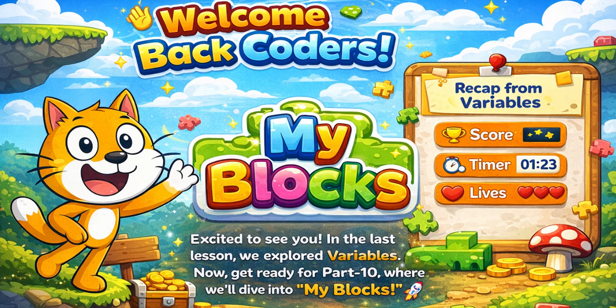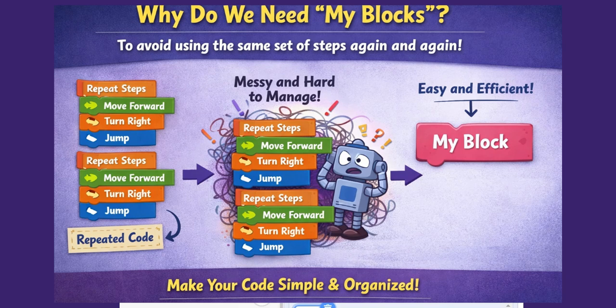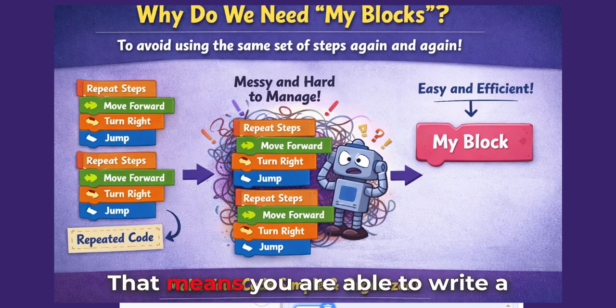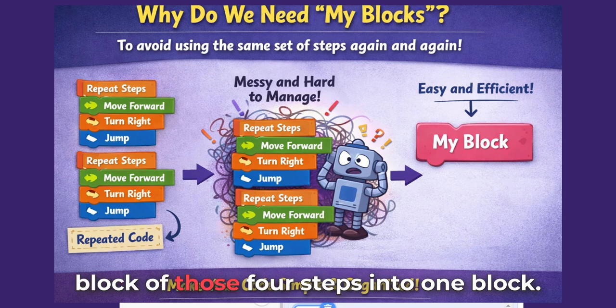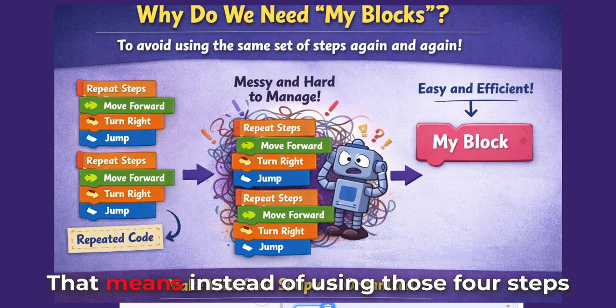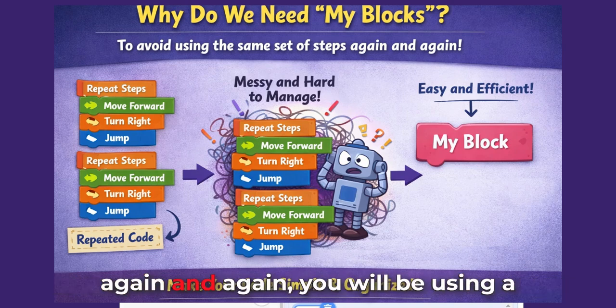So let's understand this in a super simple way. Imagine you are doing the same thing again and again: move 10 steps, say hello, play sound. There's too much work in following these 3 or 4 steps again and again. So instead, we create one block and reuse it. You get it? That means you can put those 4 steps into one block, and instead of using those 4 steps again and again, you will use a single block which you have created.